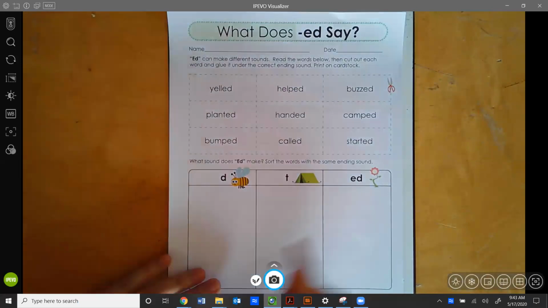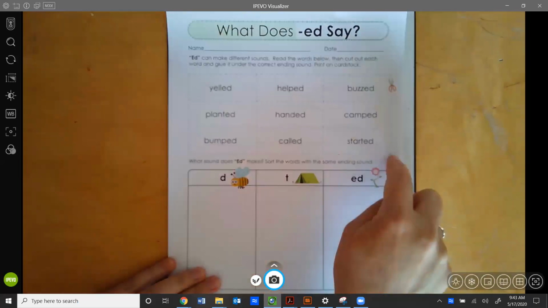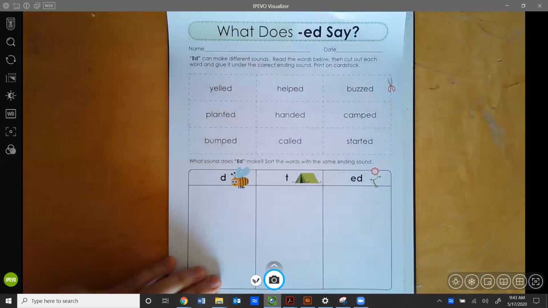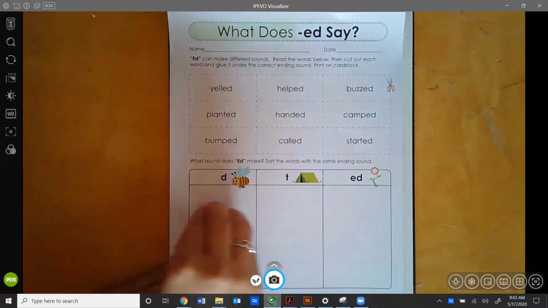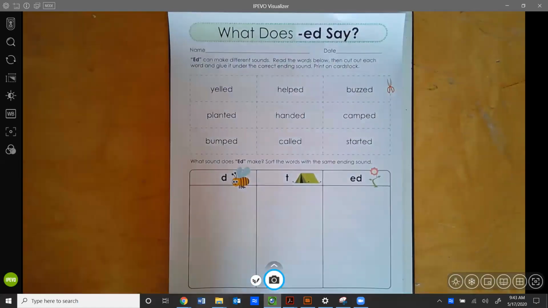If you are printing this out, cut out the words. You only need to cut around the dotted line. You're not going to need a bunch of little pieces of trash. Cut them all out individually, and then you can place the words in the appropriate boxes.